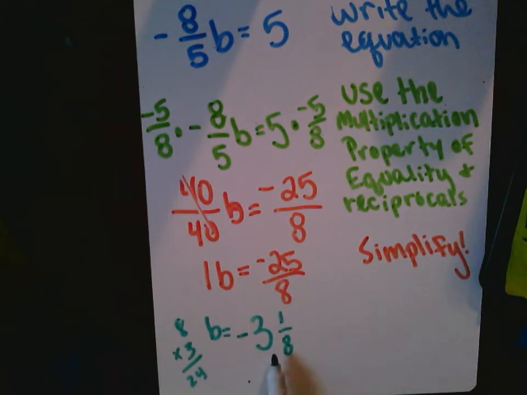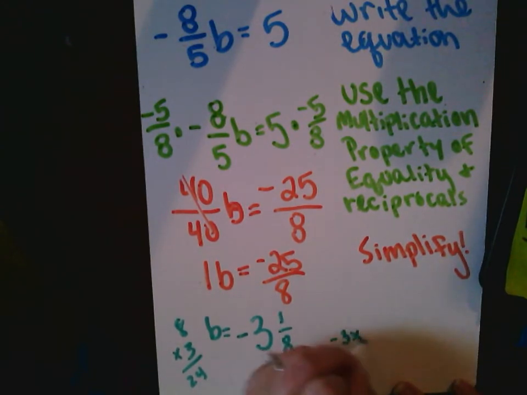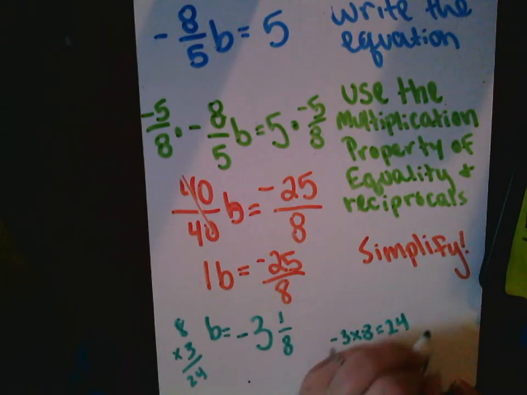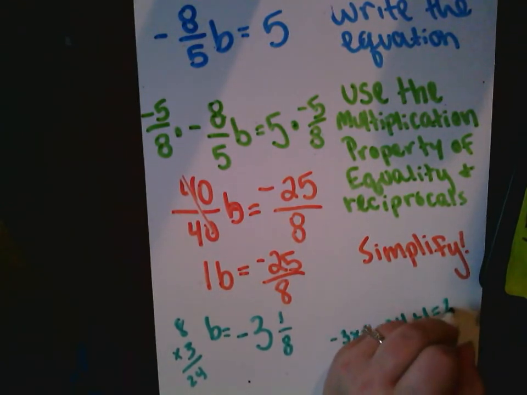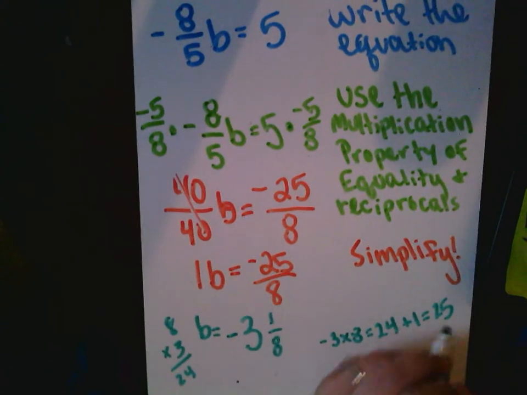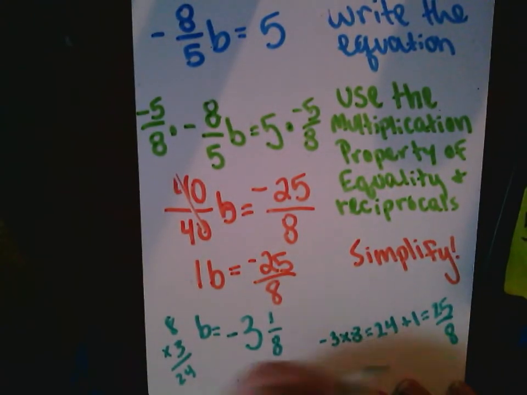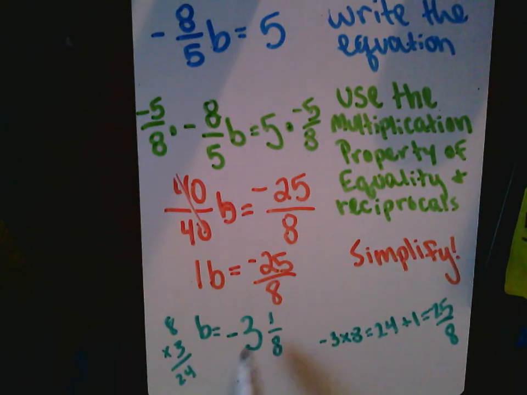Now remember, if you're changing this mixed number into an improper fraction, just to show you that it can go back and equal that, we'll say negative 3 times 8 is 24. Add that 1, and you get 25, and then you keep your denominator the same. So I went both ways.